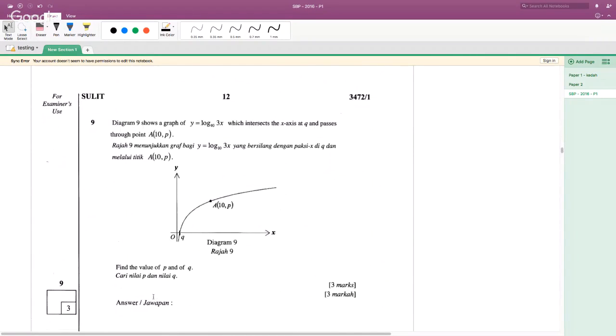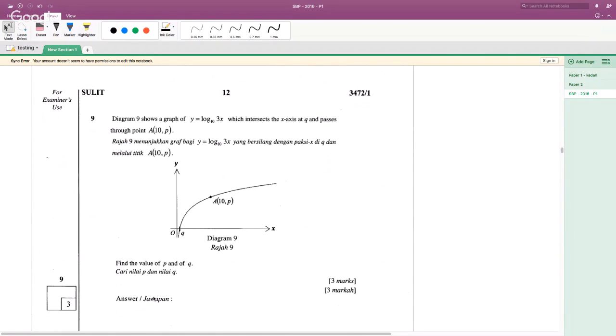Okay, number 9 is a linear law question. Y equals log tan 3x, which intersects the x-axis at Q and passes through the point A equals tan P. Find the value of P and Q.